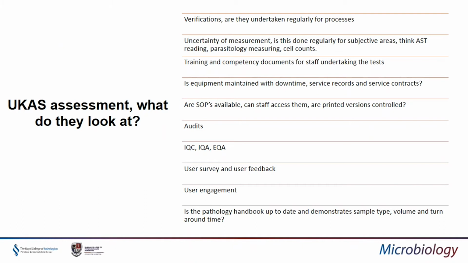Is the pathology handbook up to date and does it demonstrate the sample type, the volume, and the turnaround times? So in Swansea, we have the pathology user portal. It's essentially like Google for pathology tests. So you type in whatever you want, like a keyword. So if you were looking for urine microscopy, for example, you can type in the word urine. The test will come up. It'll tell you the minimal sample type you need, how you store it if you can't transport it to the lab, what the turnaround time is, whether it's a test done in-house, whether it's a test that needs to be referred away, and any particular sample requirements we need.